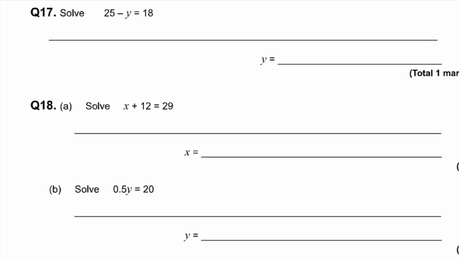Question 17. Solve 25 minus y is equal to 18. Now this one's a little bit more tricky because the y is negative here. We want y is equal to something, not minus y is equal to something. So it's a bit of a trick.